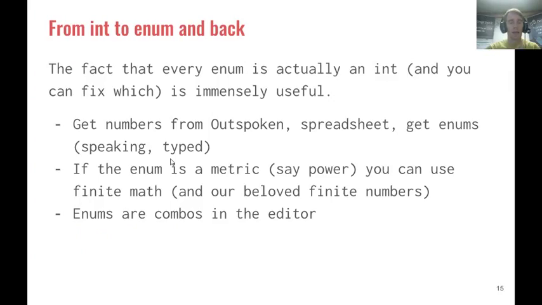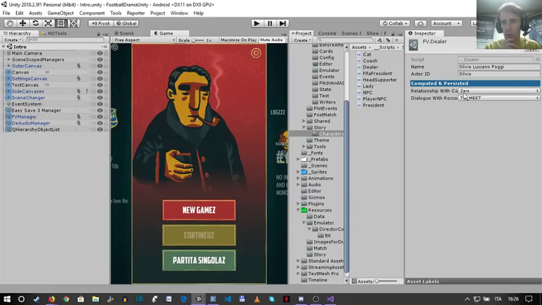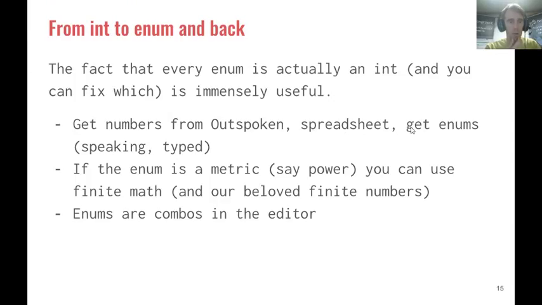And so, for example, if you're using finite numbers and finite number math, you can switch from one state to the other by just increasing the finite number and then turning that into the enum value. And so that's very cool. And of course, if you expose the enums in the Unity editor, it shows you those as combos, or finite numbers even as combos. So again you're separating logic from configuration, and we'll get back to that with scriptable objects.